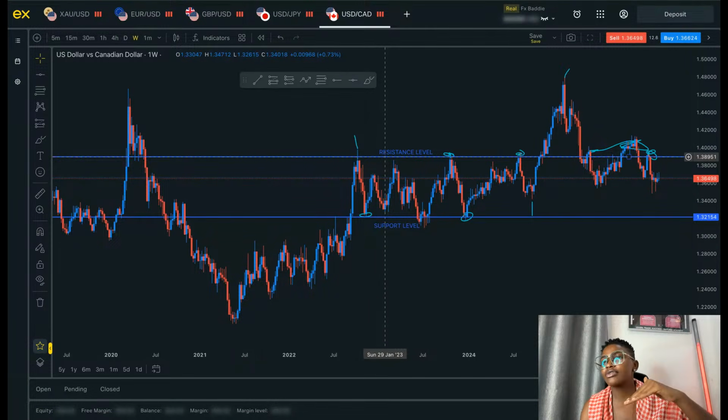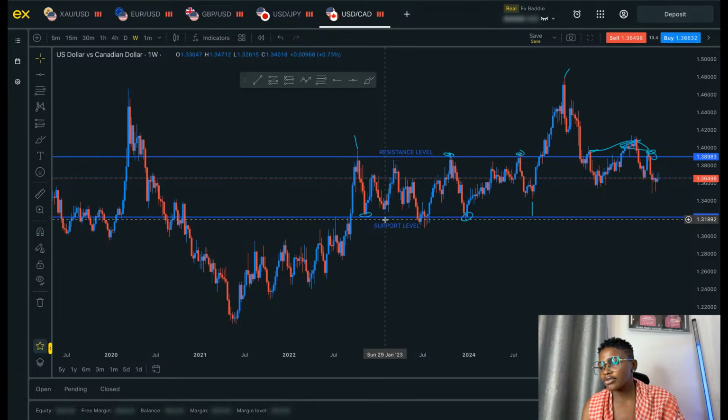The resistance level is the ceiling level, a level where price went up to and could not easily break it. So at the resistance level, price started dropping back down. So at the resistance level, we look for sell opportunities.